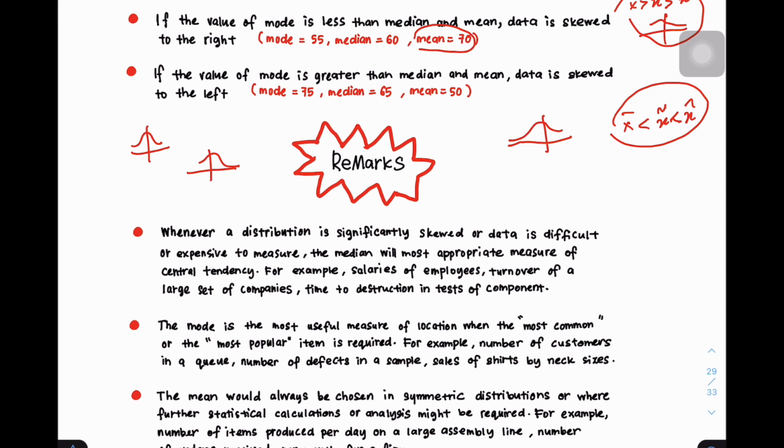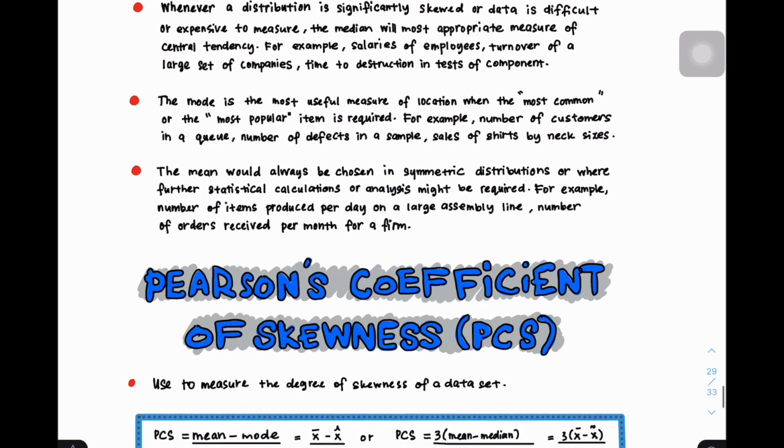Maksudnya mean, median dan mode ni dia membawa fungsi-fungsi yang berbeza ikut pada kesesuaian, ikut kepada observation kita tengok dalam sesuatu data set. Alright.